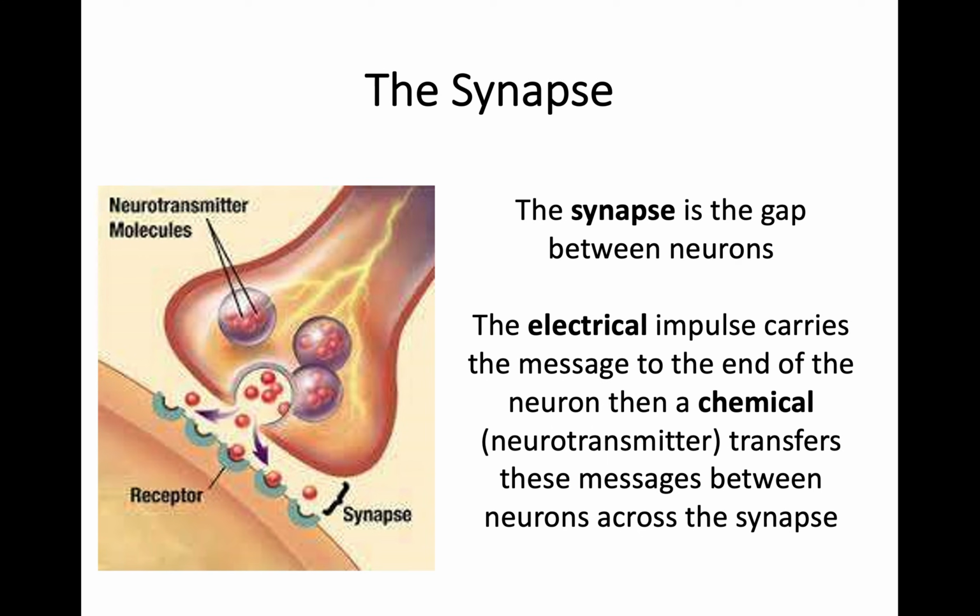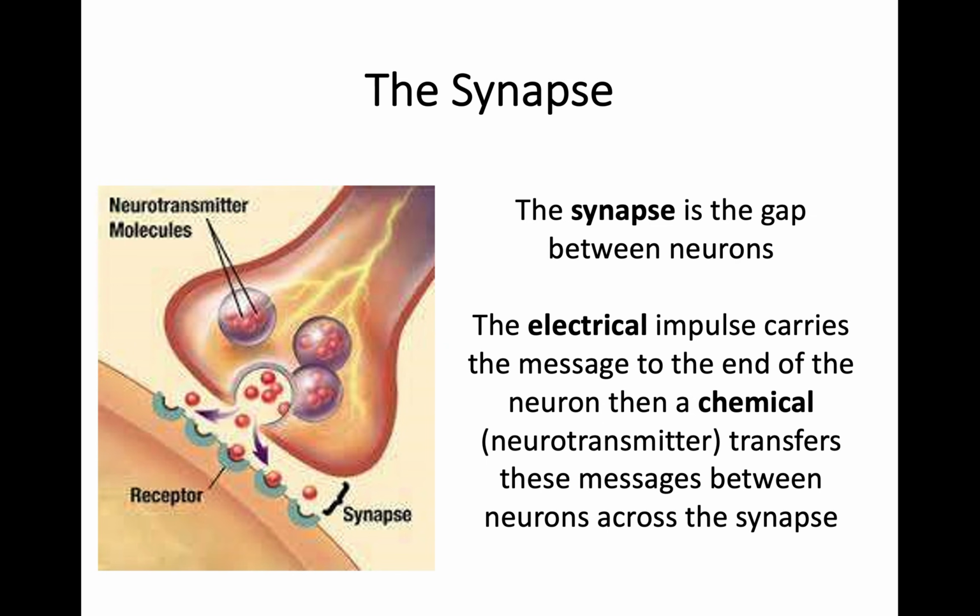Finally, all these neurons have a gap between them, and the gap between each neuron is called a synapse. Now, for information to pass from one neuron to the other, the electrical impulse, once it hits the end of a neuron, has to cross the synapse. That impulse and that message crosses the synapse through chemicals. These chemicals are called neurotransmitters, which then transfer the message from one neuron to the other across the synapse.